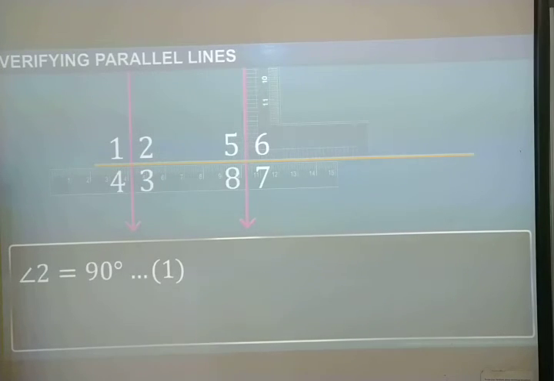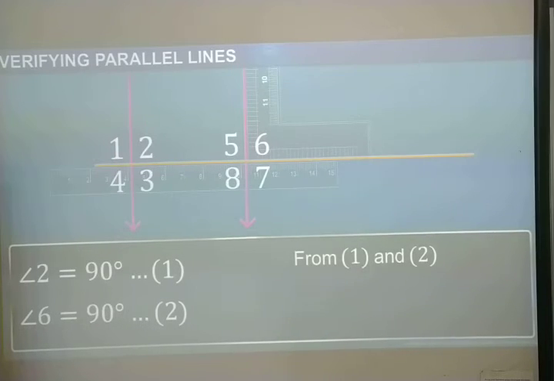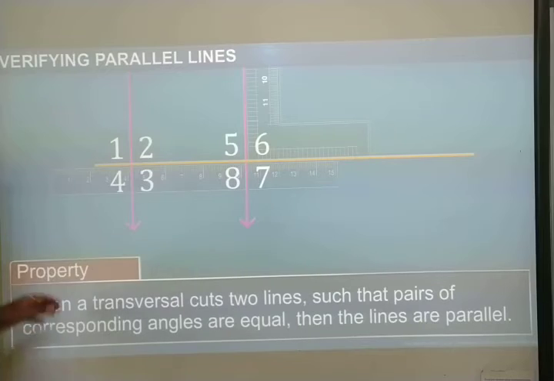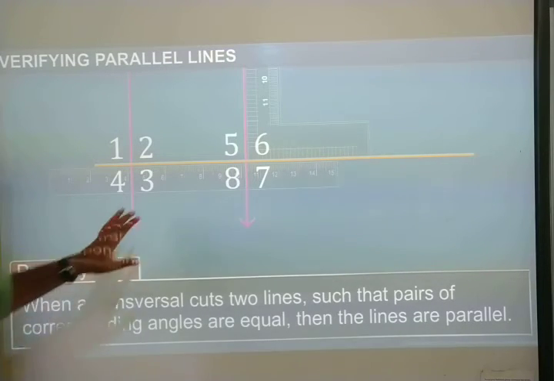Now, move the square and place it on angle 6. Here also, angle 6 forms a right angle. Let's mark this as result 2. From results 1 and 2, you can see that angle 2 is equal to angle 6. Also, angles 2 and 6 form a pair of corresponding angles. Since the corresponding angles are equal, we can say that the lines are parallel to each other.